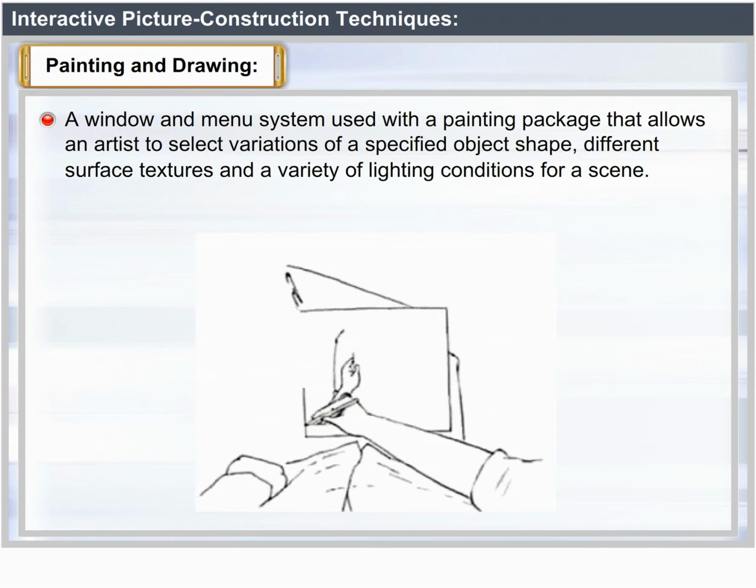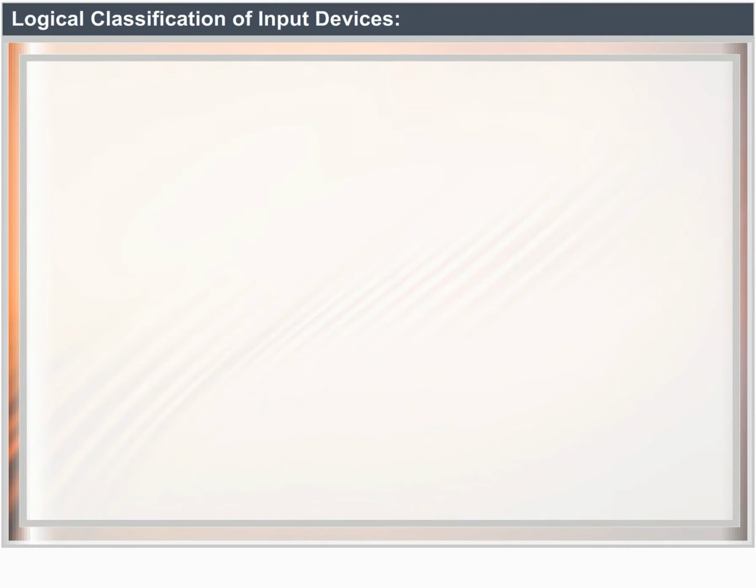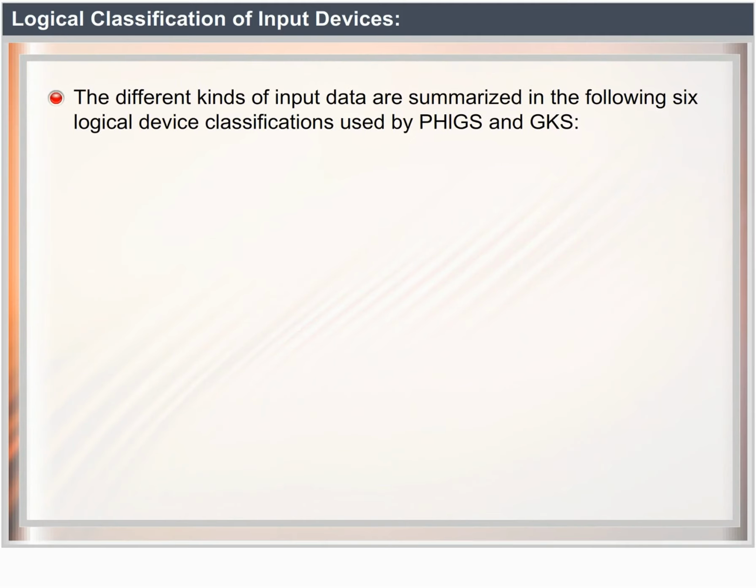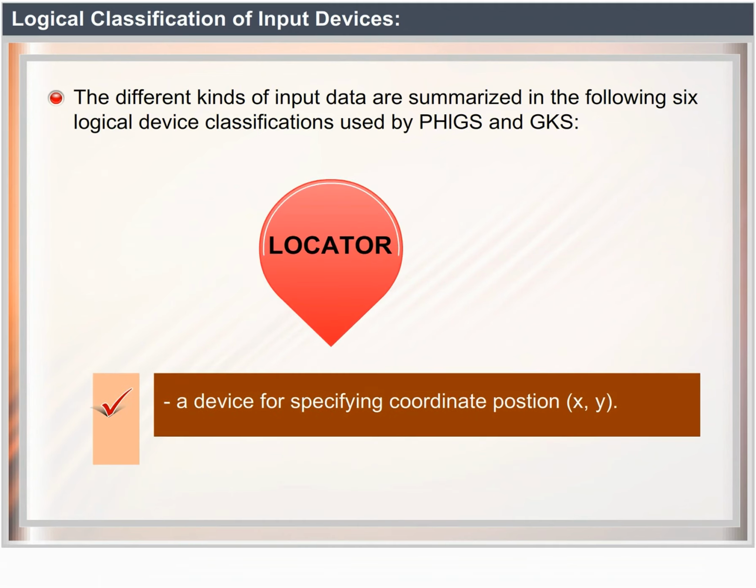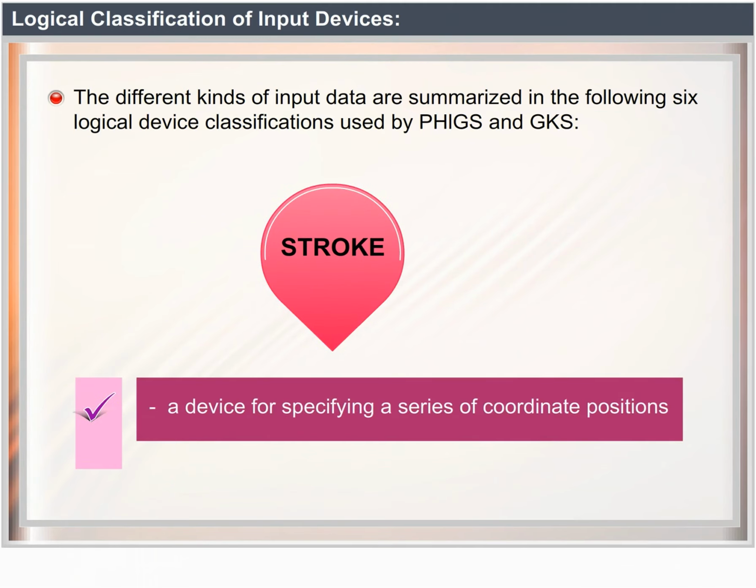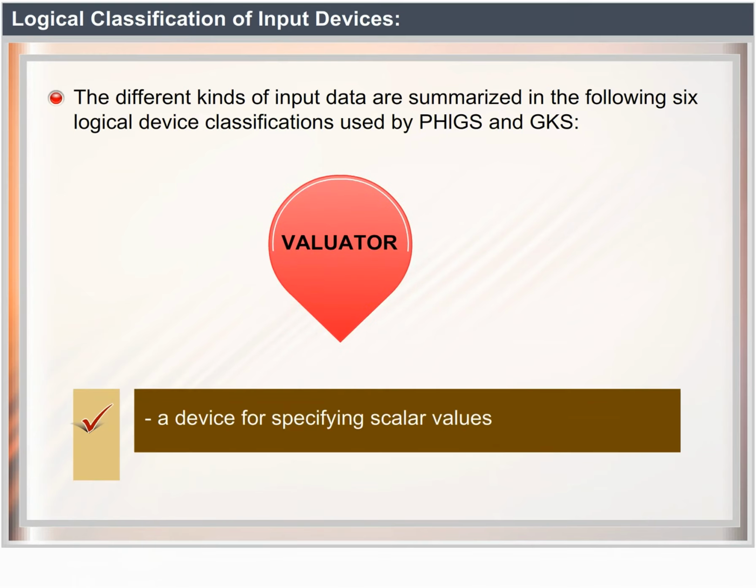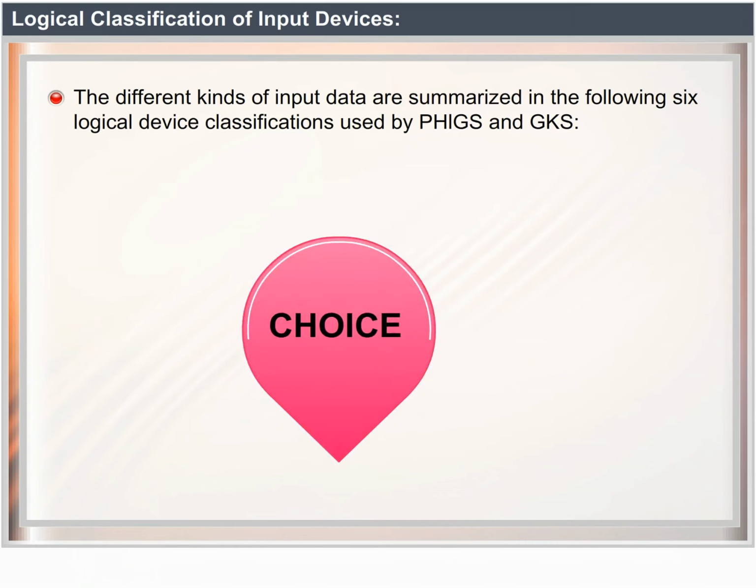Logical classification of input devices. The various kinds of input data are summarized in the following 6 logical device classifications used by GKS and PHIGS. Locator, a device for specifying coordinate position x, y. Stroke, a device for specifying a series of coordinate positions. String, a device for specifying text input. Valuator, a device for specifying scalar values. Choice, a device for selecting menu options. Pick, a device for selecting picture components.